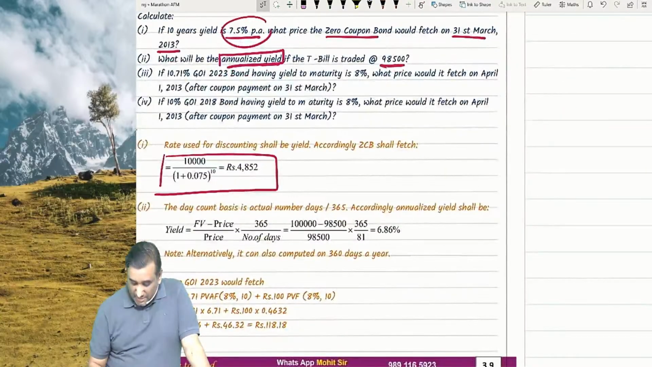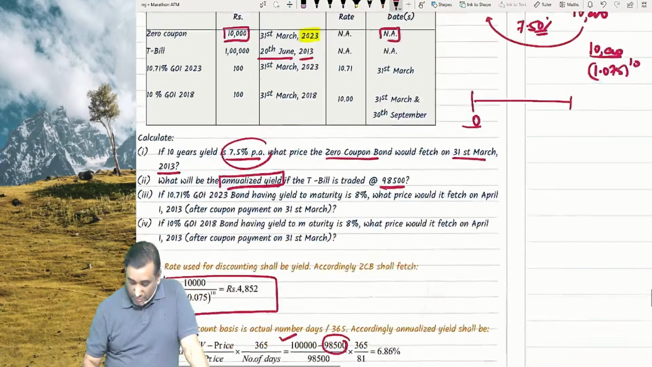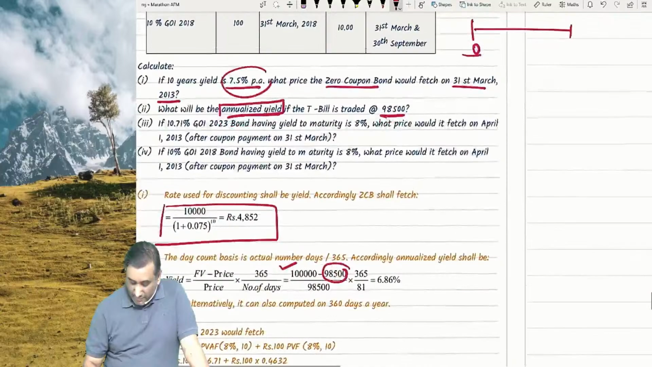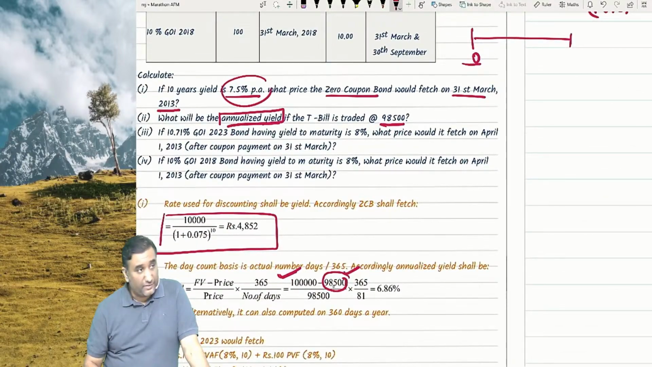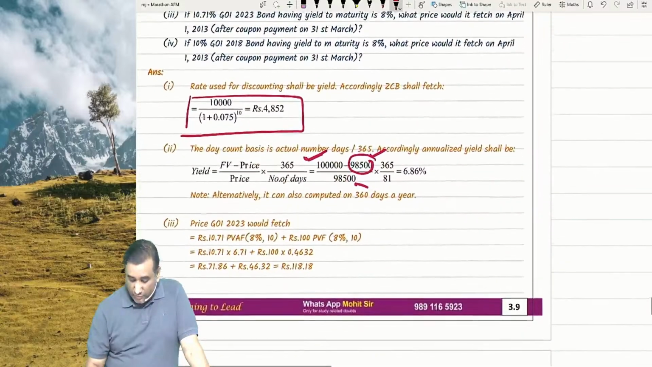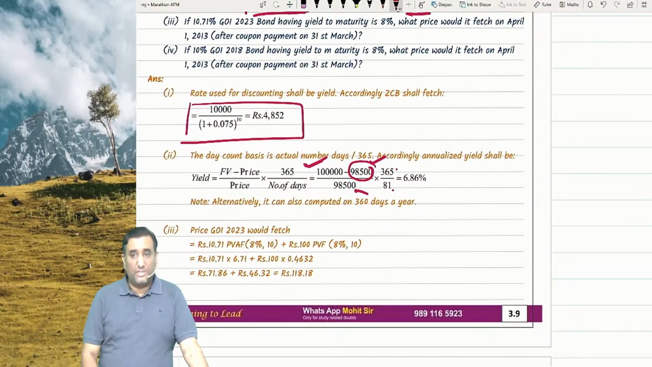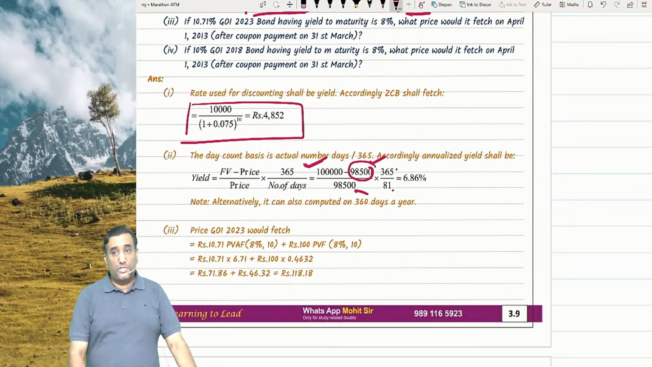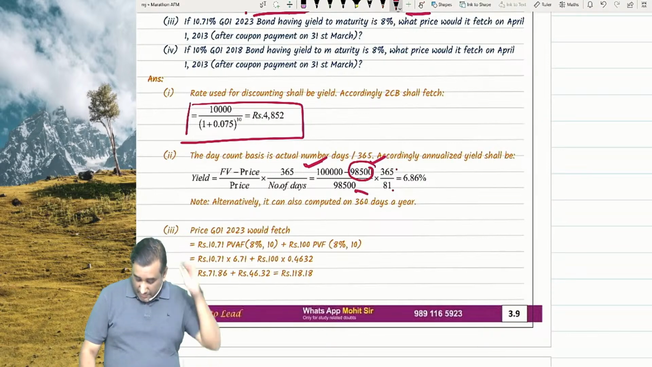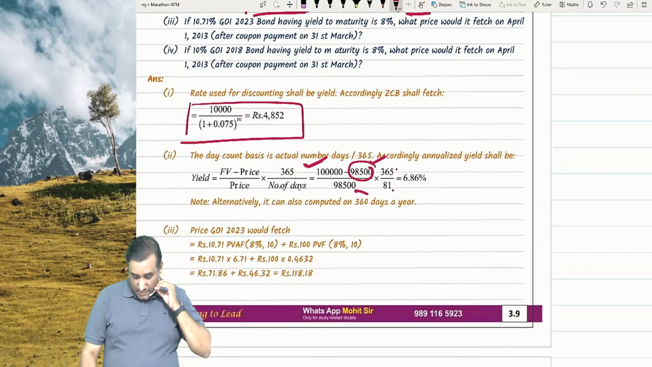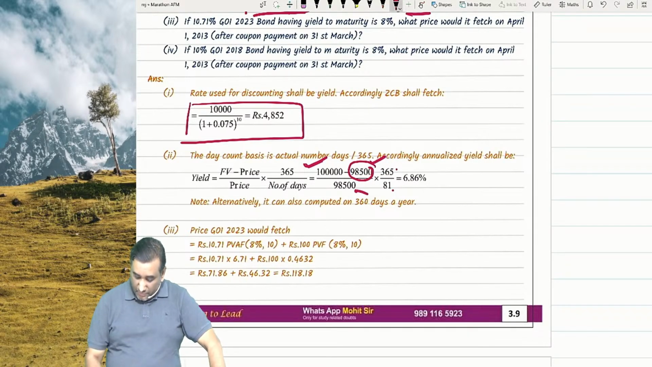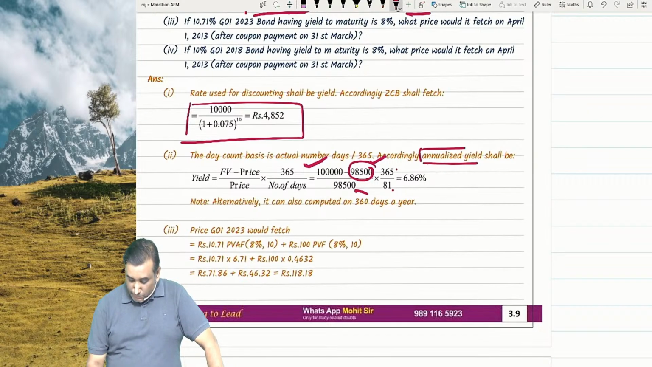What formula has been applied is nothing but, if you invest 98,500 today and receive 1 lakh, what is your return? The general formula applied: 1 lakh rupees, 98,500 you will receive, divided by 98,500. This return is for 81 days, proportionately for 365 days. You can even use 360 days, that's perfectly fine. That's basically annualized. The word was annualized return. What was supposed to be calculated.